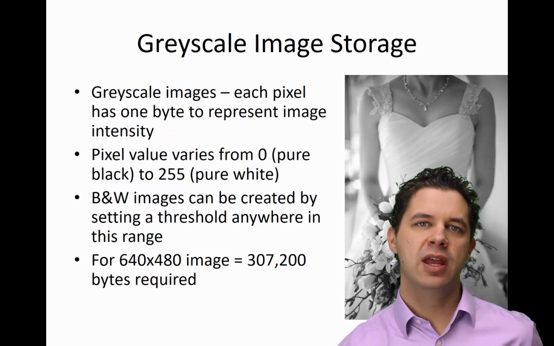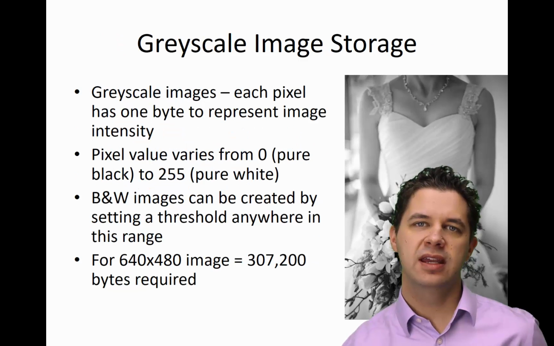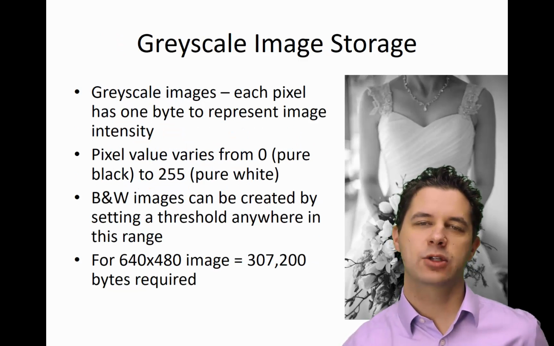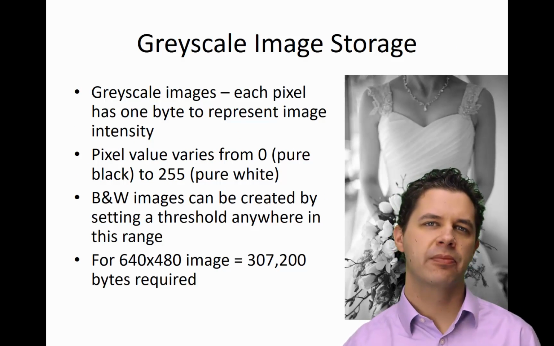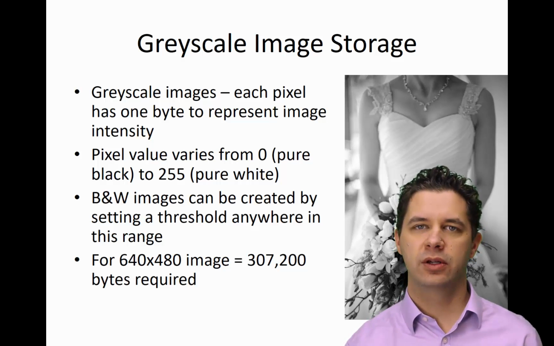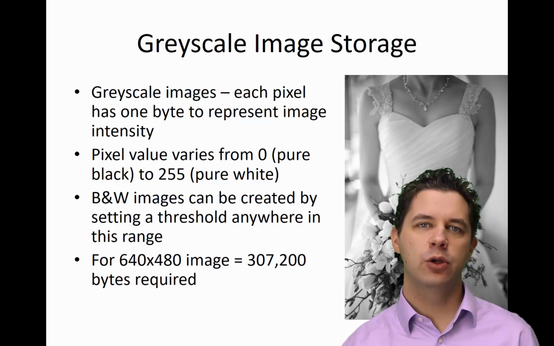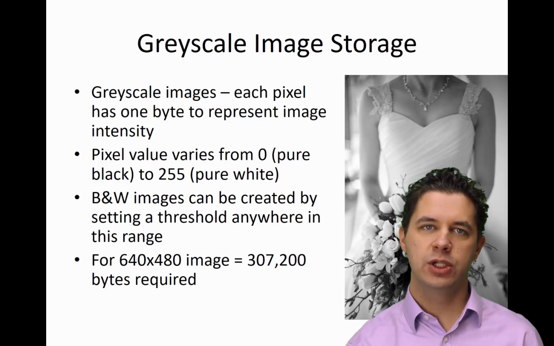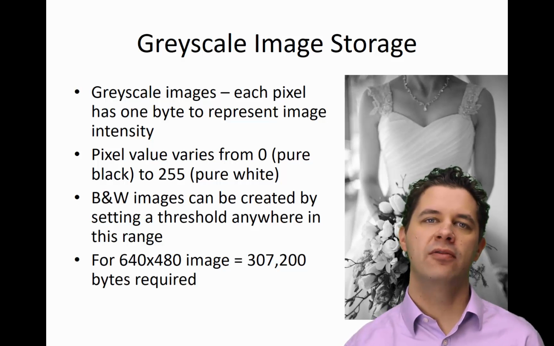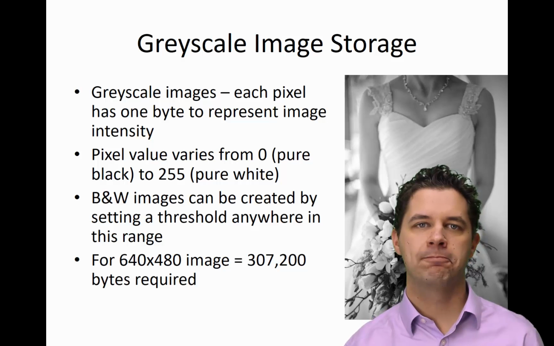Our next type of image is our grayscale image. And if you compare the clarity of the two, you can see a whole lot more clearly what's actually going on here. But segmentation becomes a bit more difficult. Now, in our grayscale images, each pixel has 1 byte to represent the intensity of it, or the grayness level of it, how black or white it is. And this value varies from 0, which is pure black, to 255, the highest value that we can store in an 8-bit number, which is pure white.